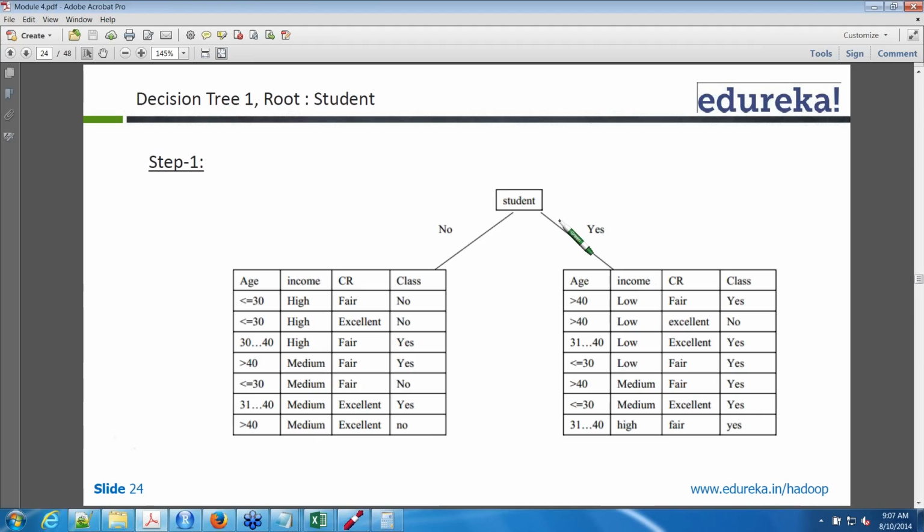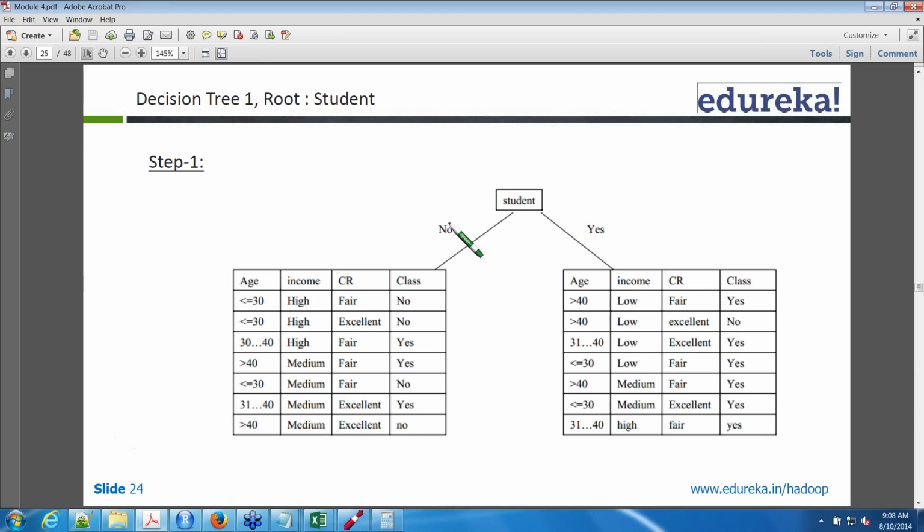So the first split is whether student is yes or no. Why am I splitting based on student? As I said, it purely depends on the decision tree's information gain theorem. On what basis it splits, it will reach the final level of the child and the accuracy will be higher. That calculation will be done by the information gain theorem. The theory we will see in another couple of minutes.